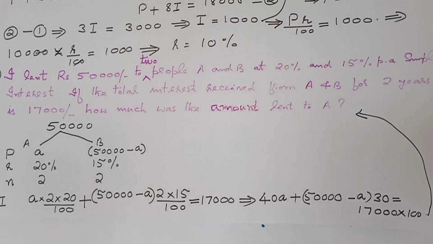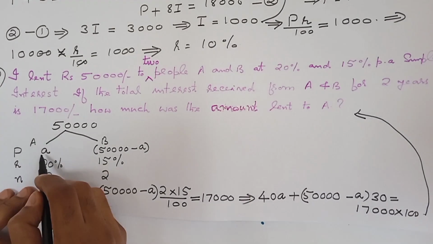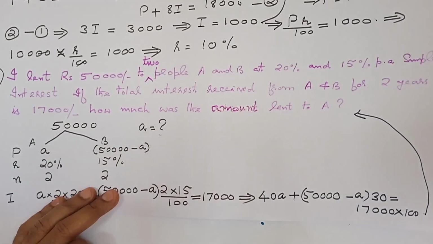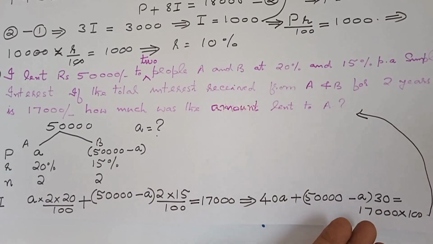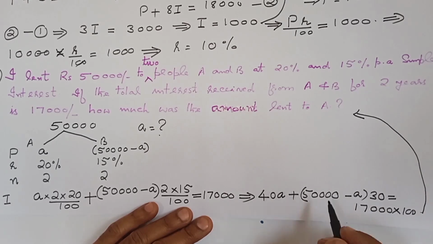By the way, what are we asked to find out? We are asked to find out the amount lent to A, which is nothing but this small a. That means this is what you are asked to find out. You got a simple equation in A. By solving, you will get it. So divide throughout by 10.